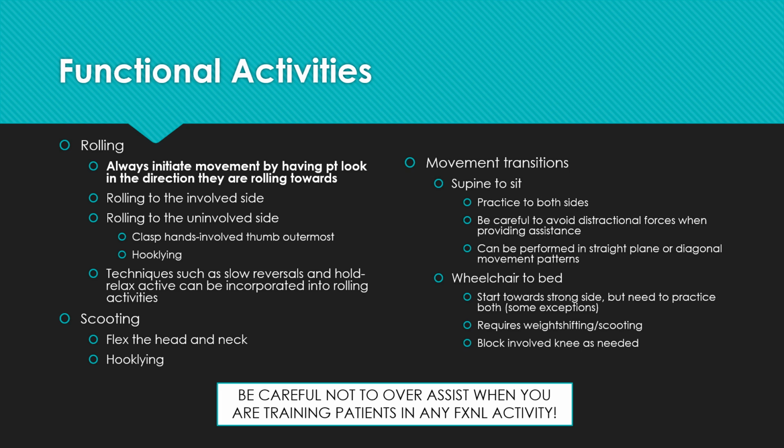are rolling towards. We want to practice rolling towards the involved side and rolling towards the uninvolved side. Rolling towards the involved side tends to be easier because they've got the uninvolved side that they can use the arm to pull with, and they can push with the upper or the lower extremity. Rolling to the uninvolved side, we have to teach them to clasp their hands so that the involved thumb is the outermost to help initiate that movement, and get them in hook lying instead of having that one leg straight, because we need the involved or the uninvolved side to assist in the motion.